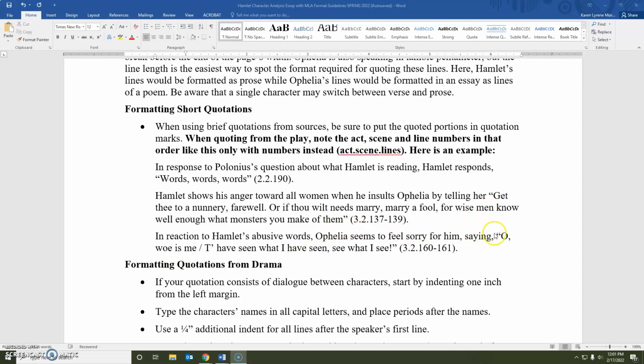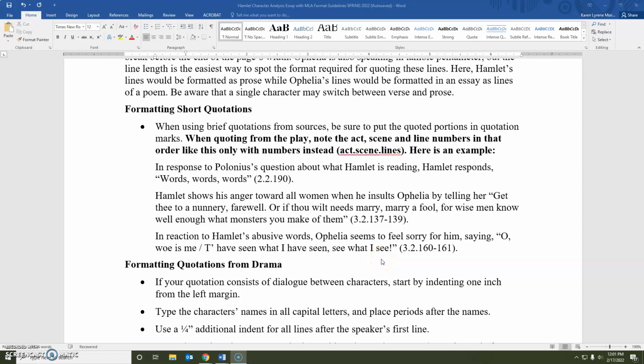Here's another way to introduce a quotation. This one is explicitly quoting lines of verse. This previous one is not quoting verse, it's quoting prose. So you see that it's just written out like you would quote anything else, but the parenthetical citation has act, scene, and line numbers. Here, because we know we're quoting verse, you will quote it just like you would any other poem with a forward slash between each line to show the line breaks.